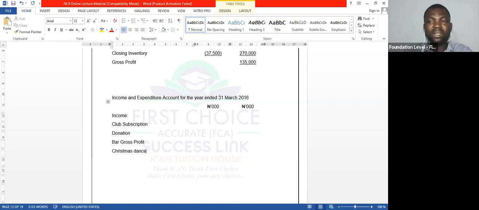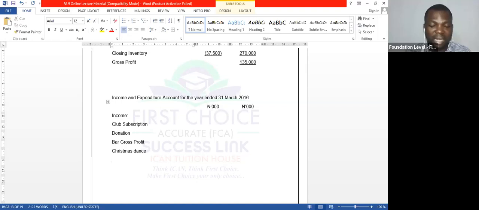Then after that, remember I said that the figure we're going to put under the Christmas dance is the net figure. So we need to recognize the expenses that are related to this Christmas dance. And if you look at the payment section, you will see the expenses of Christmas dance. Christmas dance expenses. Can you see it there?